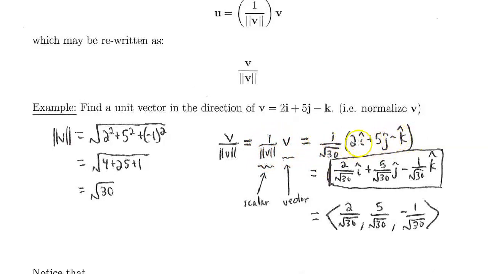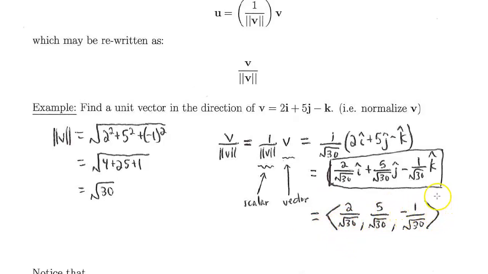How do we do 1 over the square root of 30 times this vector? Well, we multiply each of the components here by 1 over the square root of 30. So we get 2 over the square root of 30 times i, plus 5 over the square root of 30 times j, minus 1 over the square root of 30 times k. And that's our final answer. I'm not going to worry about rationalizing the denominator here, but notice this is what you get. Now you could write it in this bracket notation as well: 2 over the square root of 30, comma 5 over the square root of 30, comma negative 1 over the square root of 30.